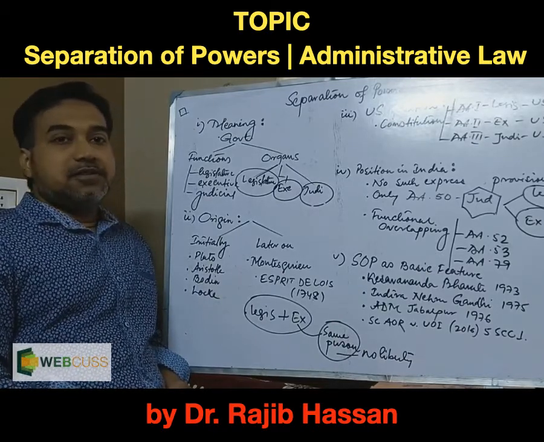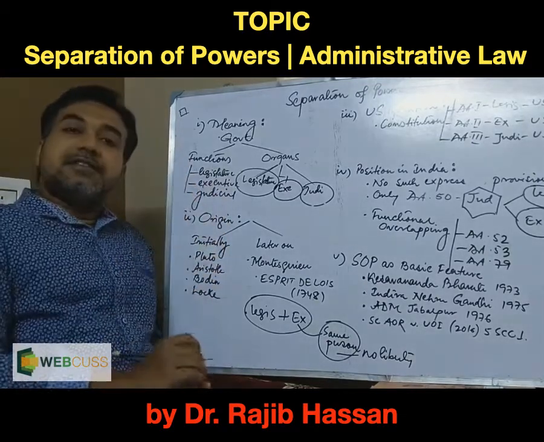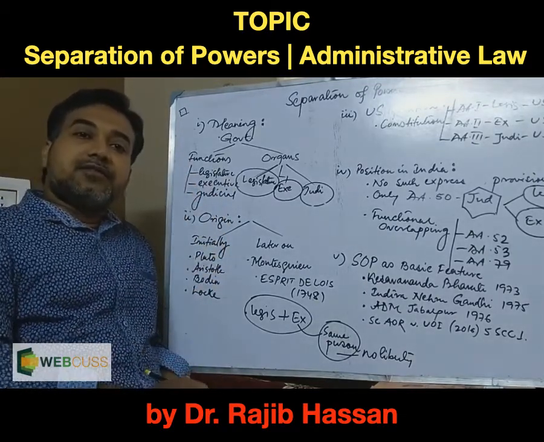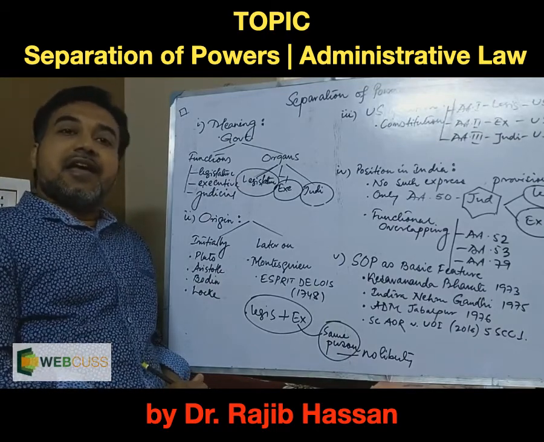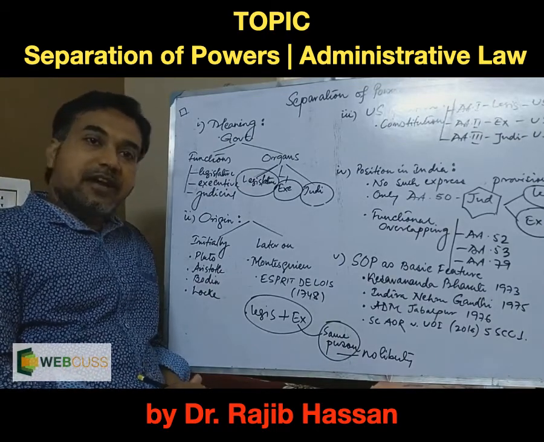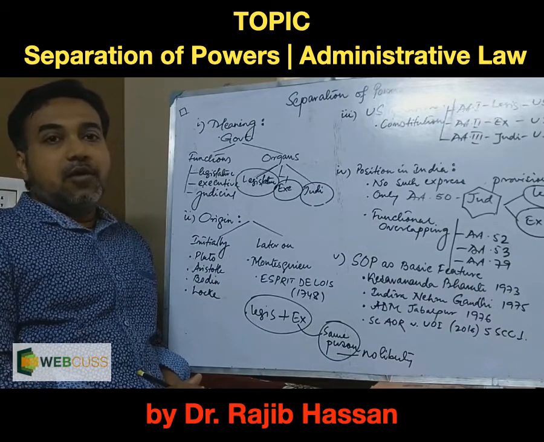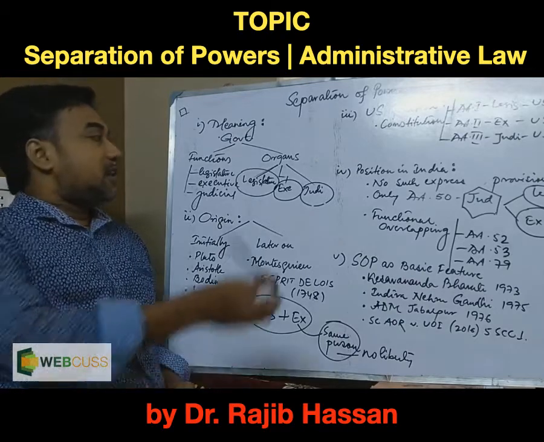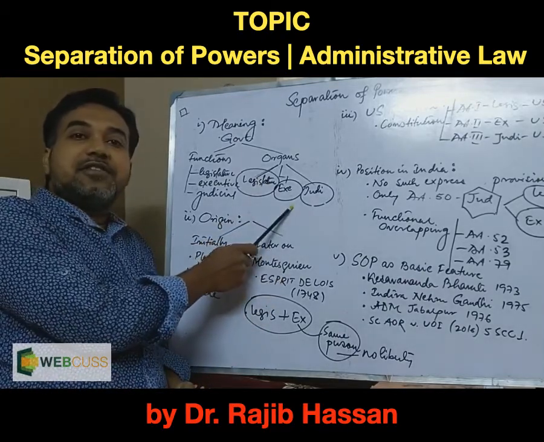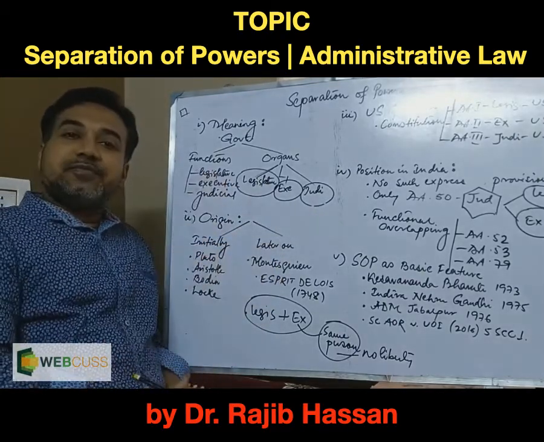Separation of powers. In a system, government has three important functions to discharge, that is legislative, executive and judicial. And for discharging all the three functions, government has three specific organs, that is legislature, executive and judiciary.